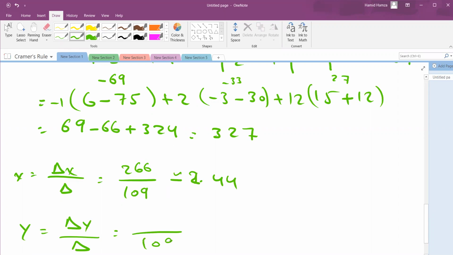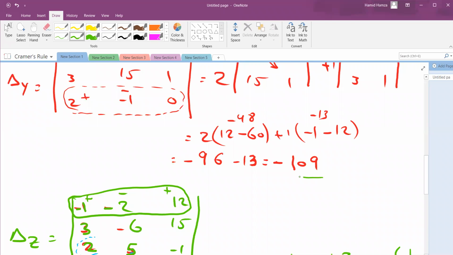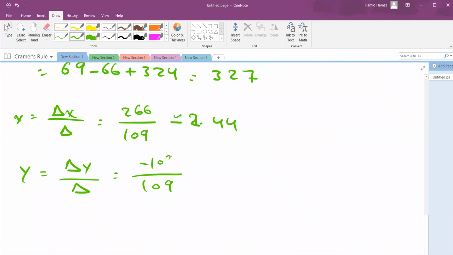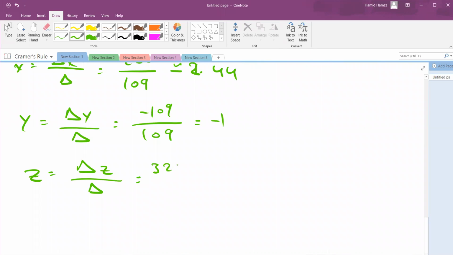Then we'll find y by dividing delta y over delta. So what is delta y? Yeah, delta y is negative 109, over 109. So the answer will be negative 1. The last one, z equals delta z over delta. So where is delta z? Yeah, 327 over 109. So 327 divided by 109. So the answer will be 3.